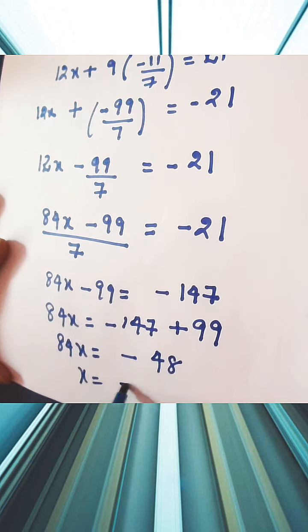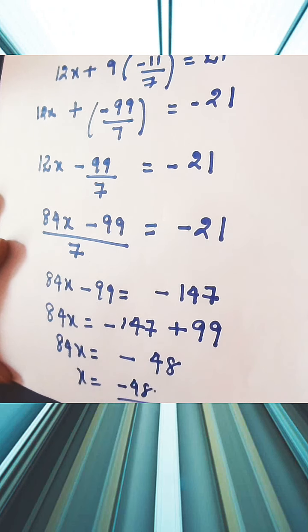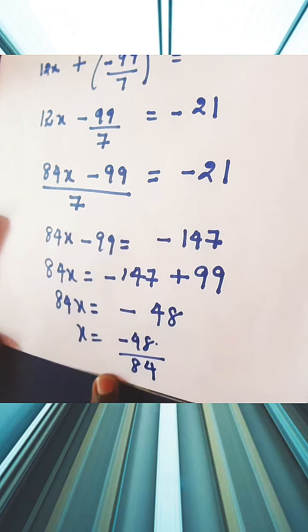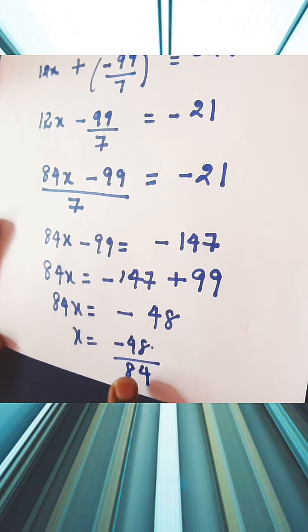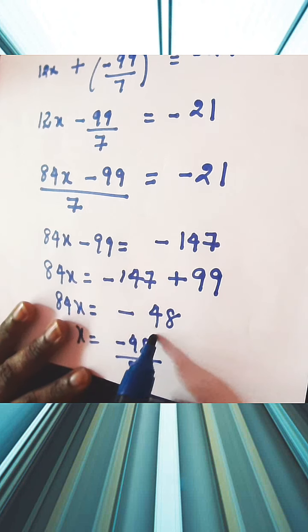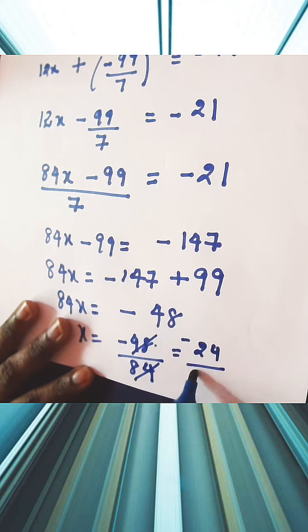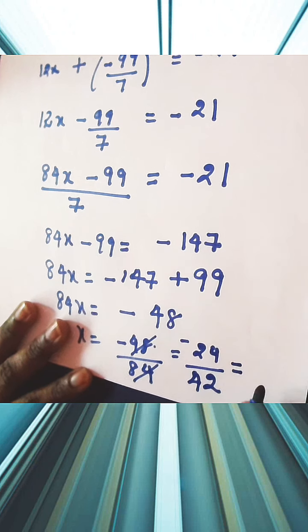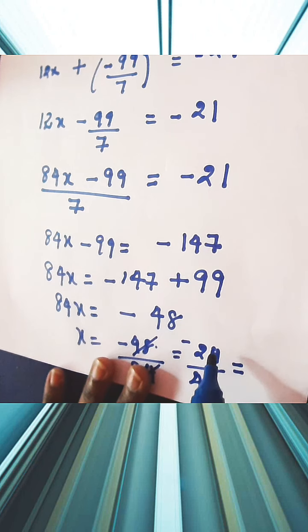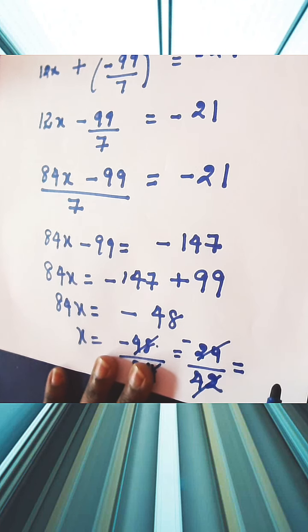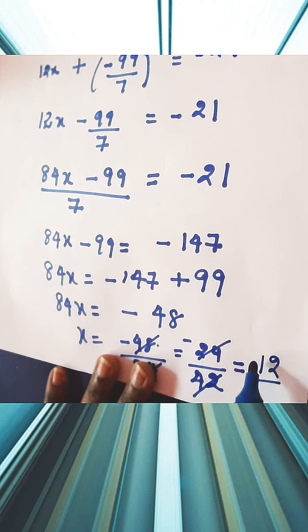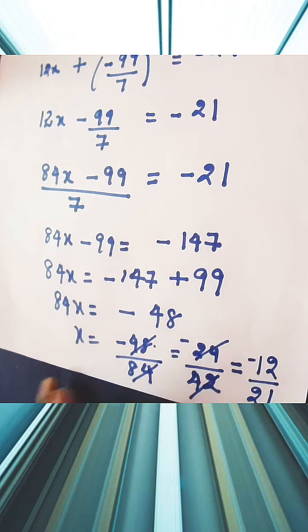x is equal to negative 48 divided by 84. You can simplify. Both are divisible by 2. Am I right, students? I think everyone knows how to simplify this. Dividing by 2, it will be negative 24 divided by 42. Similarly, again you can simplify. Both are divisible by 2, so it is going to be negative 12 divided by 21.